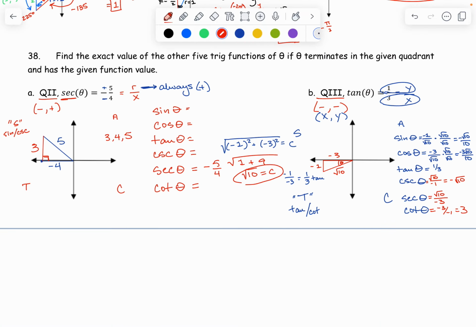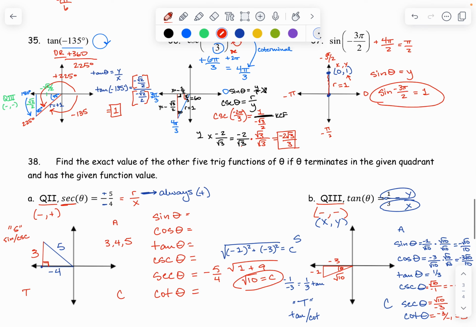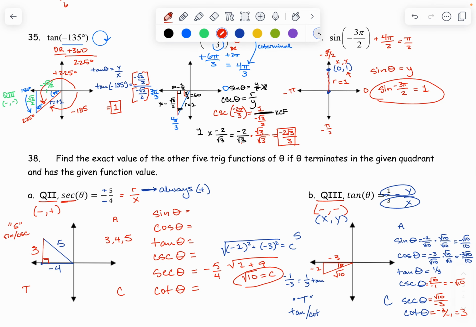So there are your 6 trig functions, and that is part 2 of your review. I hope it helps you prepare for your test. Do your practices, do your classworks, and good luck.